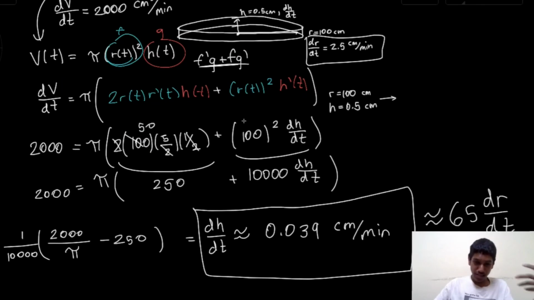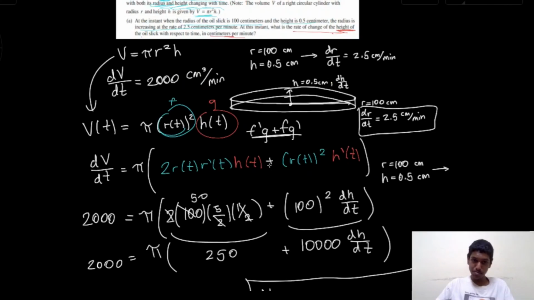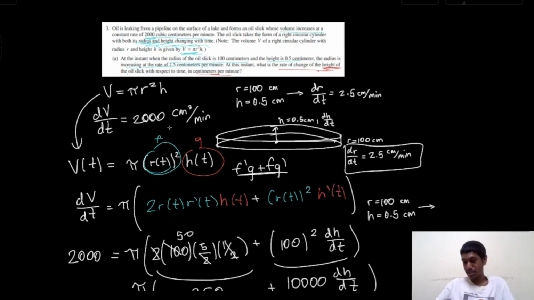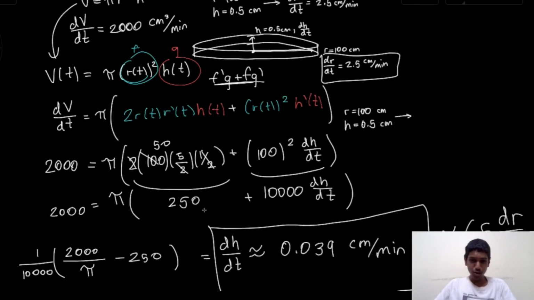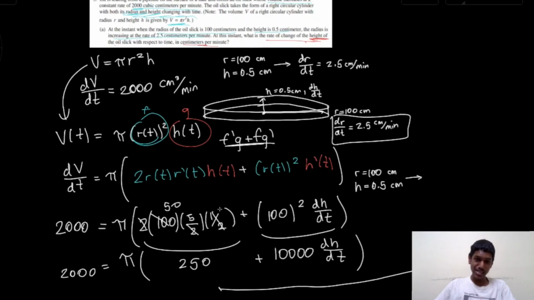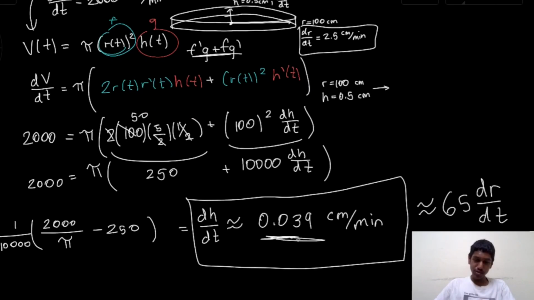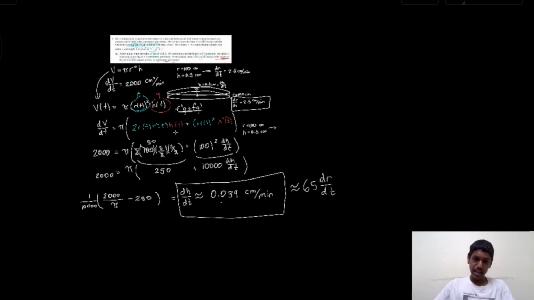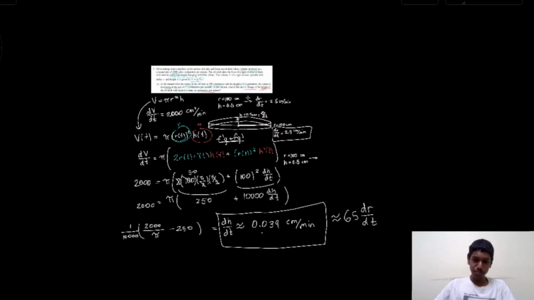So what this is saying is the radius is increasing a lot faster than the height. And of course this makes pretty intuitive sense. If you've ever spilled water on the table before, you know that it's going to spread across an area much more quickly than it's going to start rising up. So that's a good indication that our answer makes some sort of sense. So that's the answer we're going to get here, 0.039 centimeters per minute, and we are done with this problem.